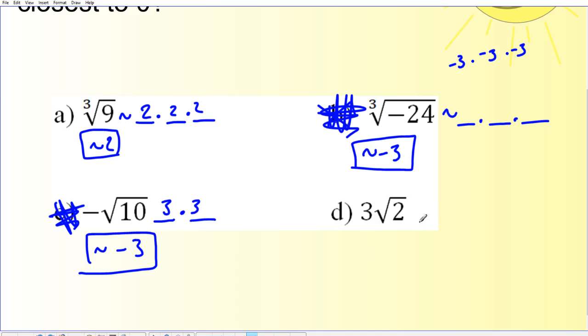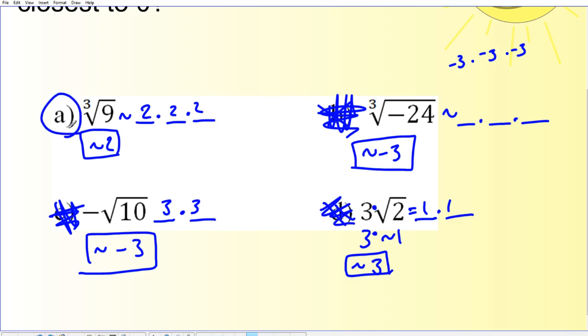Letter D. Square root of 2. So what number is about 2? 1 times 1 is 1. That's pretty close. 2 times 2 is 4. That's too far away. So the square root of 2 is about 1. And then if I take that times 3, 3 times something that's about 1, it's about 3. No, it's not him. So I'm going to say letter A is the closest because the other ones are all about either positive 3 or negative 3, and that's the only one that's about 2.